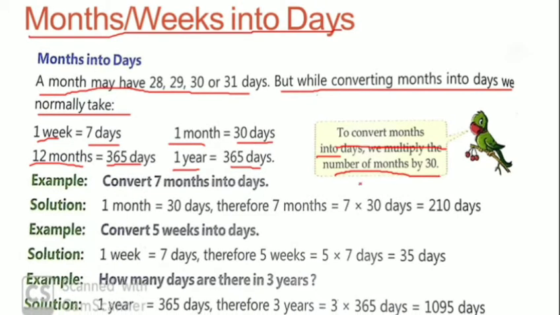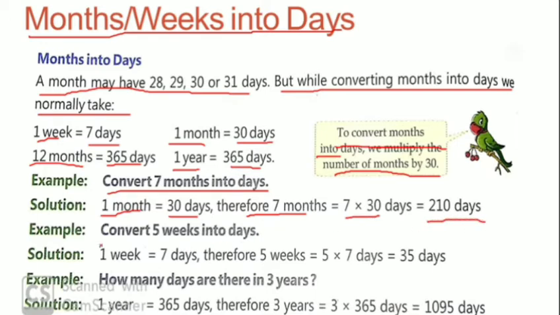For example, here we have to convert 7 months into days. So we have to multiply 7 by 30 only. We know that in 1 month there are 30 days. So therefore in 7 months, 7 into 30 is equal to 210 days.